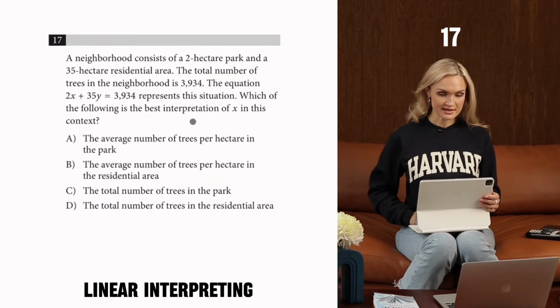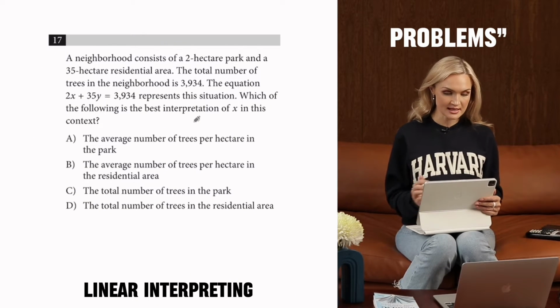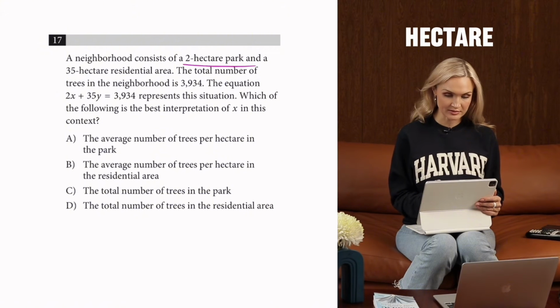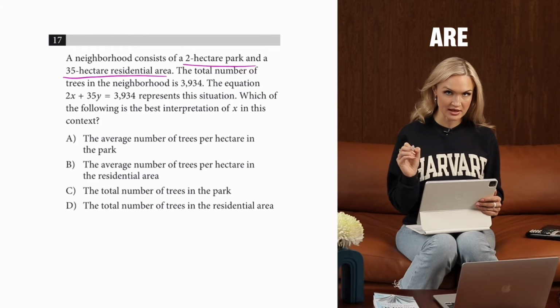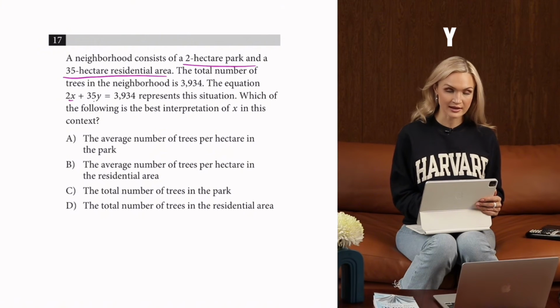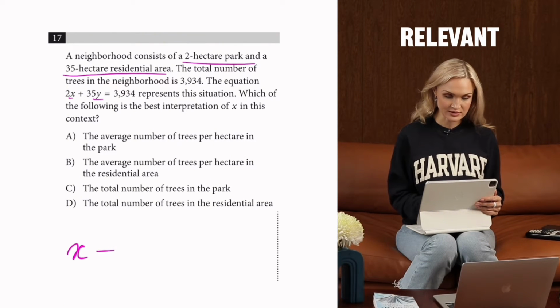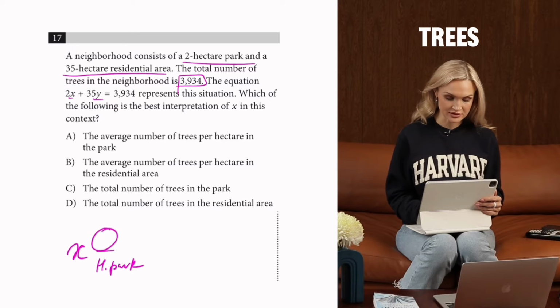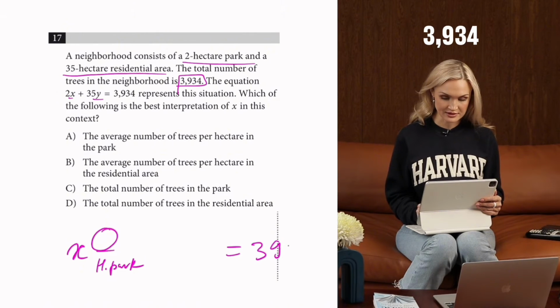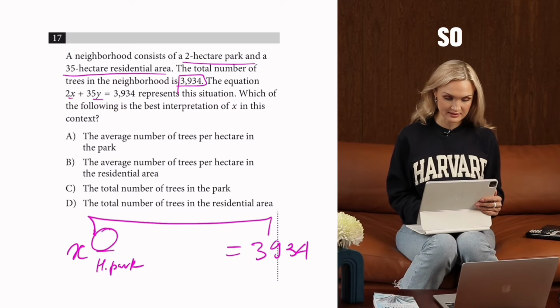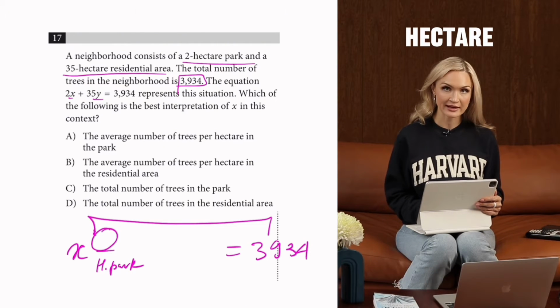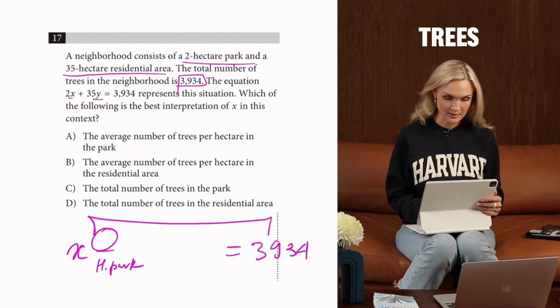Answer choice C. Question 17, I call this linear interpreting problems. So here I know that there is a 2-hectare park and there's a 35-hectare residential area. Both of these are values. These are not rates. So that means x and y are actually going to represent a slope. X would be something that is relevant to hectare park because it's going to be something, I don't know what it is yet, per hectare park. And it's going to be the number of trees because it will equal 3,934. That's the trees. So it's going to be something trees per hectare park, which is average number of trees per hectare in the park.